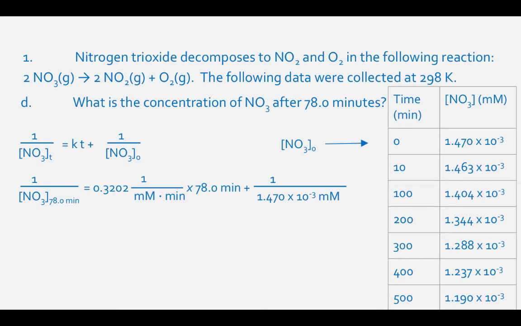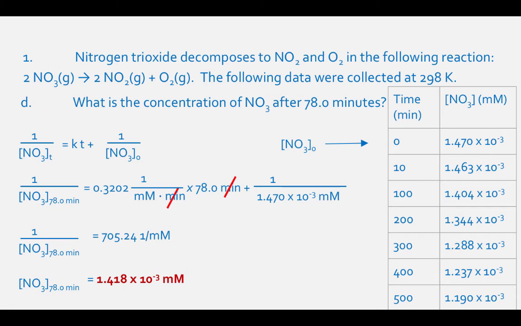We have 1 over the concentration of NO3 at 78.0 minutes equals 0.3202 1 over millimolar times minute times 78.0 minutes plus 1 over 1.470 times 10 to the negative 3 millimolar. Our minutes will cancel out, and we have 1 over the concentration of NO3 equals 705.24 1 over millimolar. So the concentration of NO3 after 78.0 minutes equals 1.418 times 10 to the negative 3 millimolar.